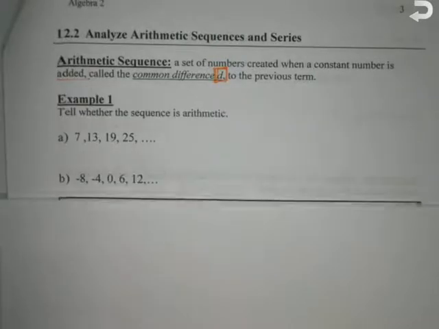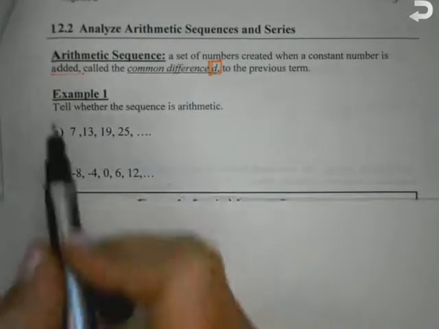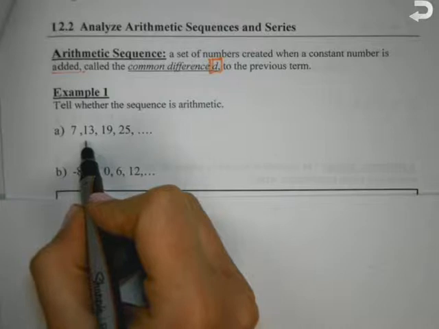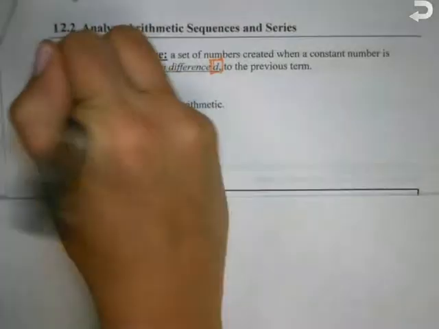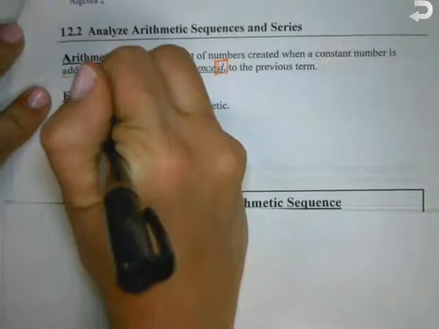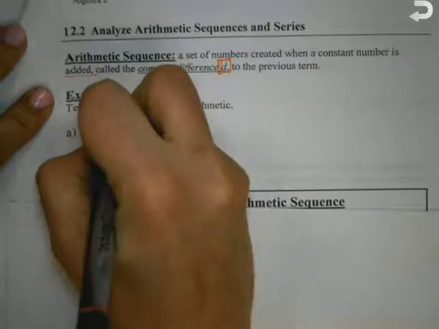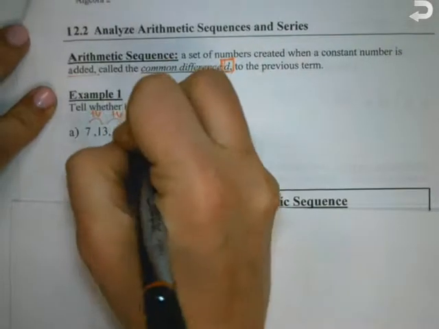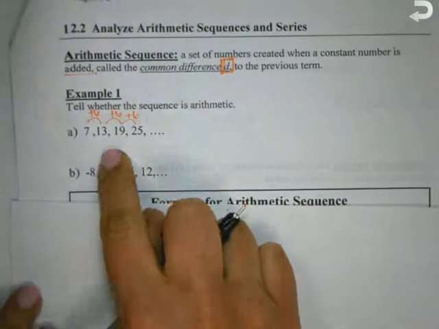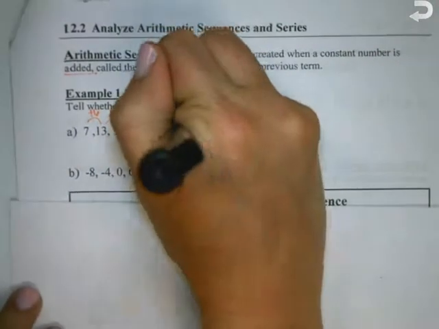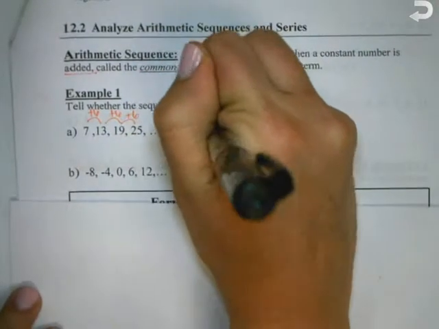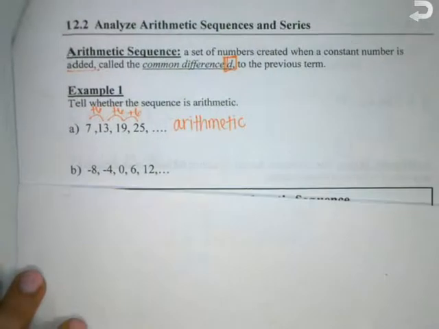So what we want to do in example 1 is I'm just asking you, yes or no, is the sequence arithmetic? So look at part A. How much is it increasing this way? Plus 6. How much about here? Plus 6. And this one? Also plus 6. So A is arithmetic, yes? Okay. So yes, it's arithmetic.